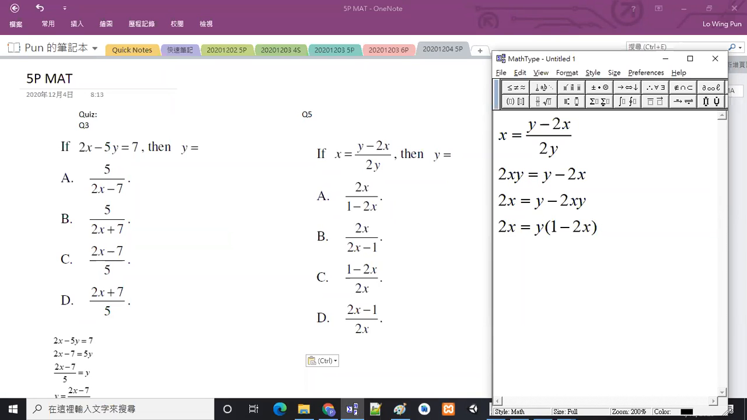Okay, and just divide the 1 minus 2x to the left-hand side. Okay, and then y will be alone on one side, and on the other side there is no more y term, so y is the subject. And then I just write one more step to write the subject on the left. It's 2x over 1 minus 2x. Okay, so the answer will be option A.